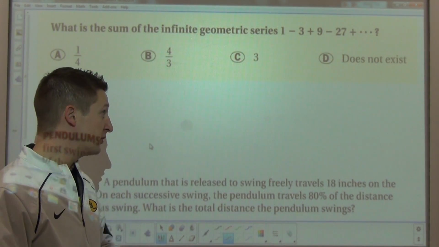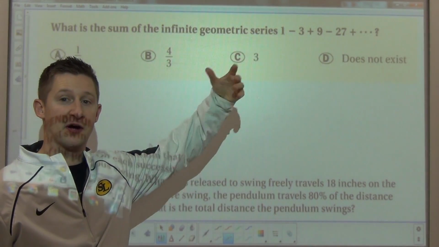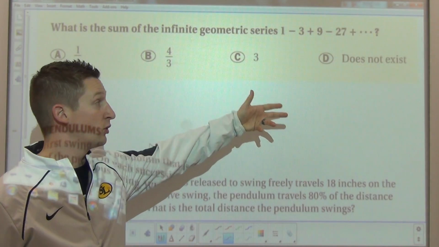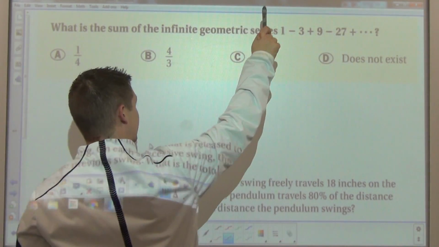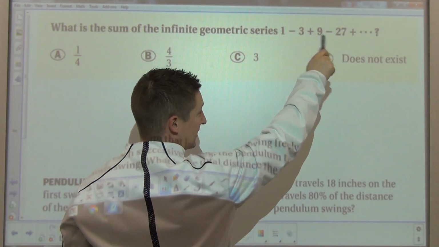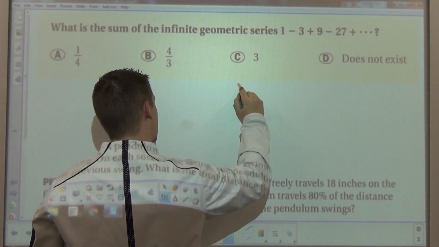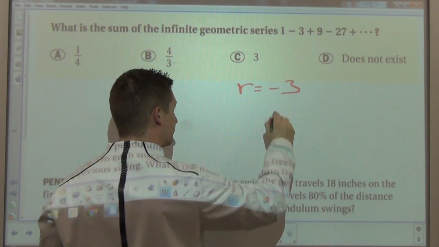So, first thing with any geometric series, if we're asked to find the sum, is we need to find the common ratio. What am I multiplying by as I go from term to term? Well, to go from 1 to negative 3, and from negative 3 to 9, and 9 to negative 27, looks to me like r, my common ratio, is negative 3.